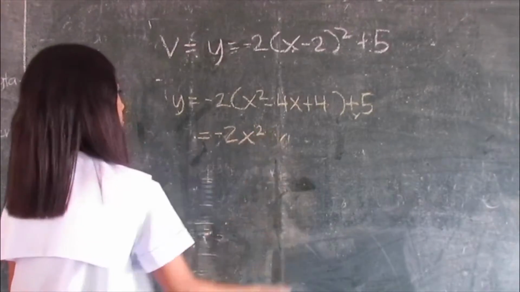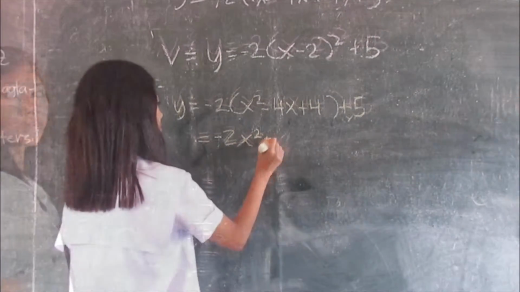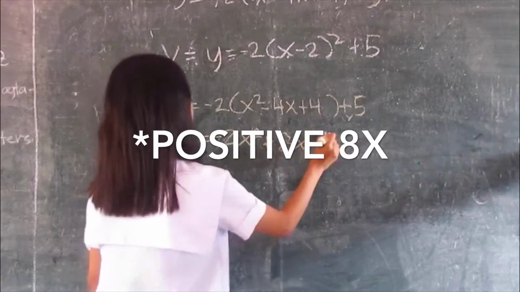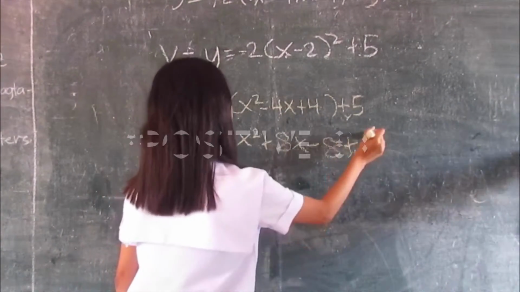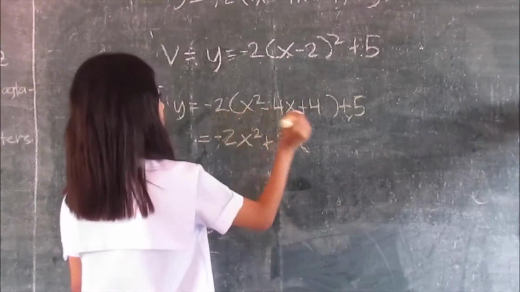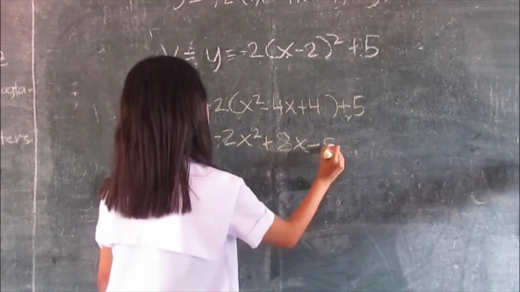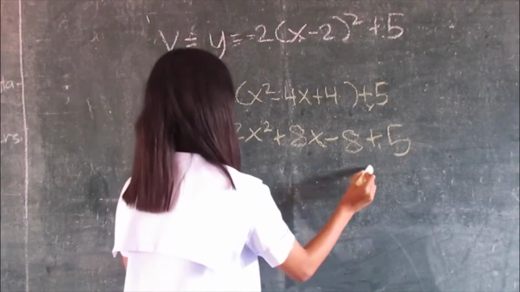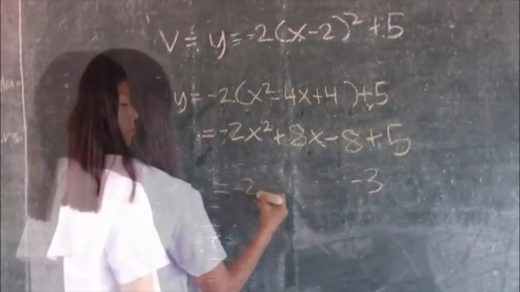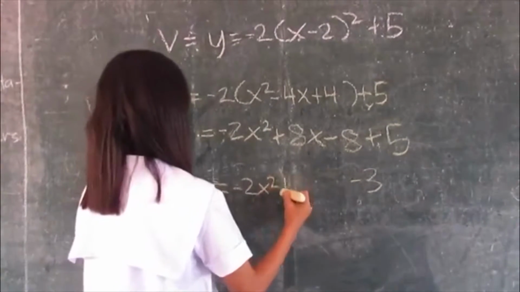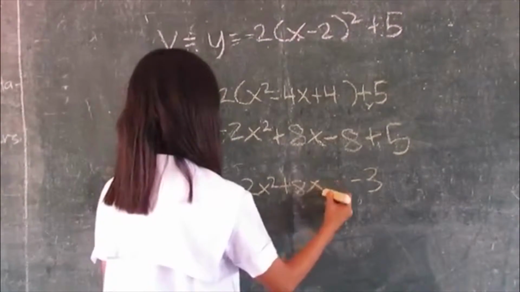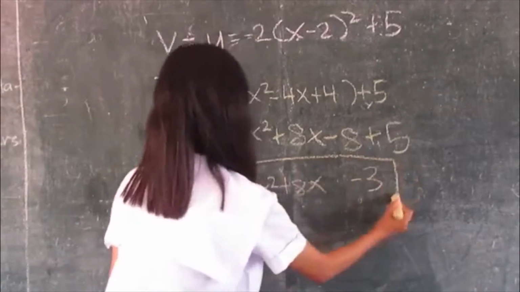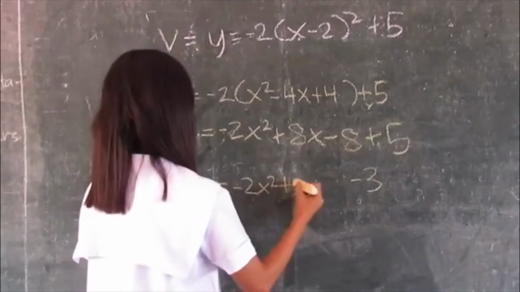So, negative 2 times x squared is equal to negative 2x squared. Negative 2 times negative 4x is equal to positive 8x. Negative 2 times 4 is equal to negative 8. Then, negative 2x squared plus 8x minus 8 plus 5. We add negative 8 and 5 and it becomes negative 3. Now our standard form is negative 2x squared plus 8x minus 3.